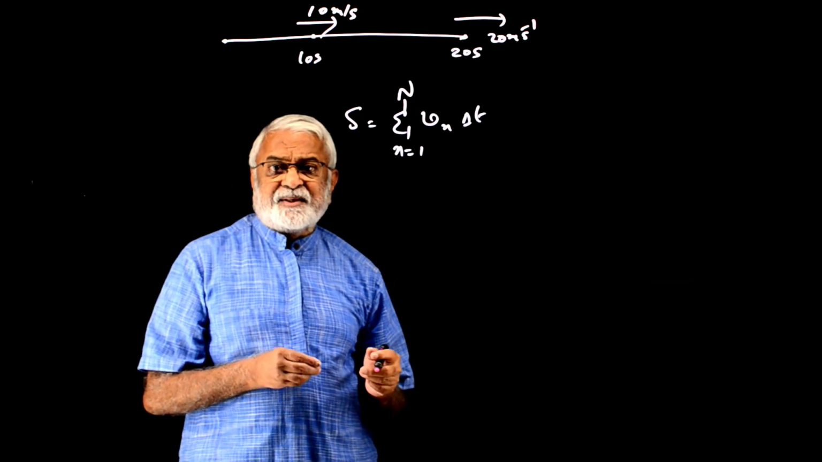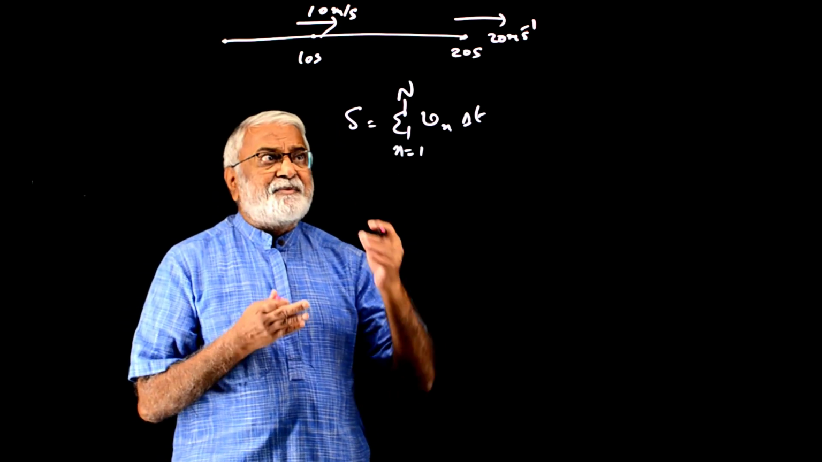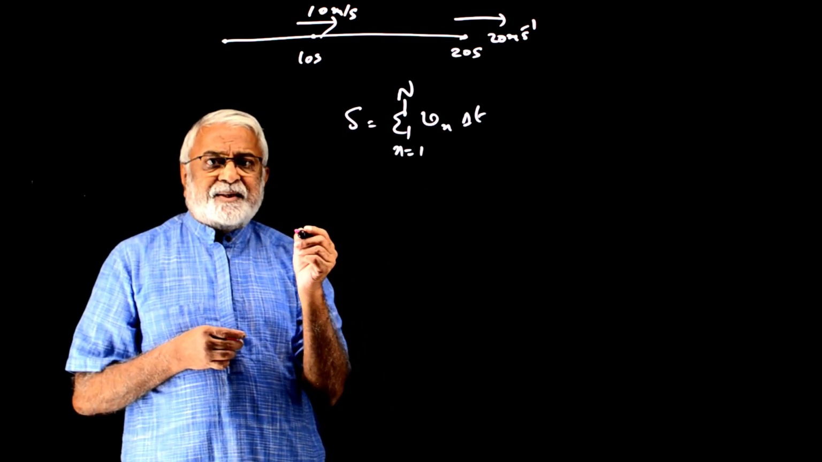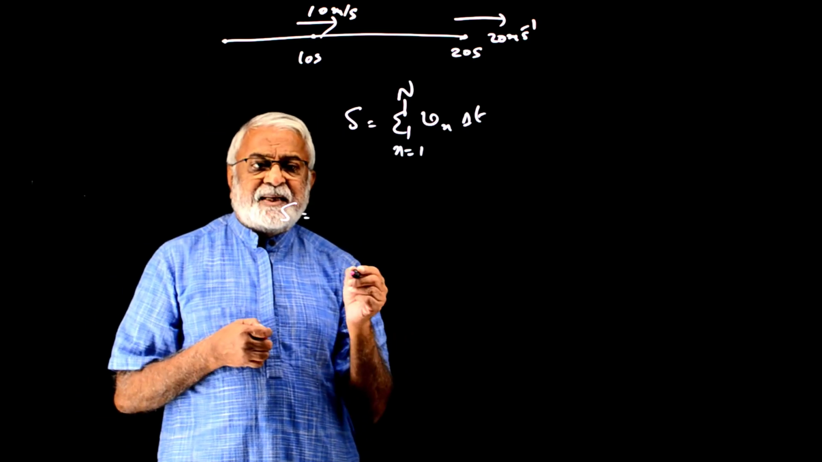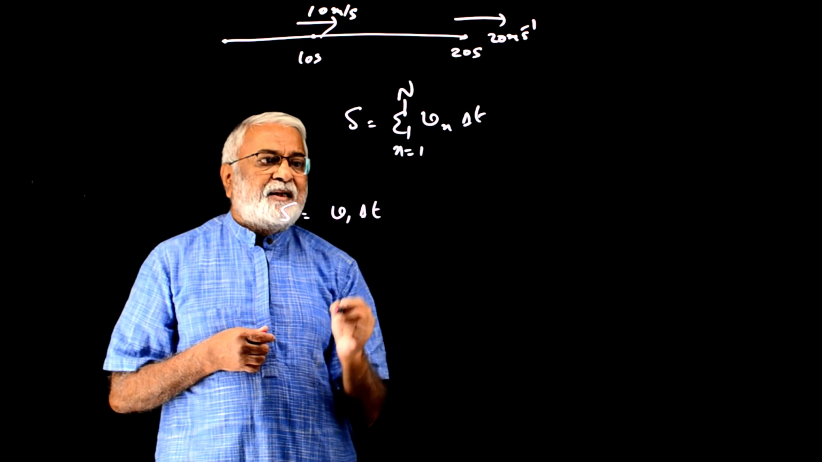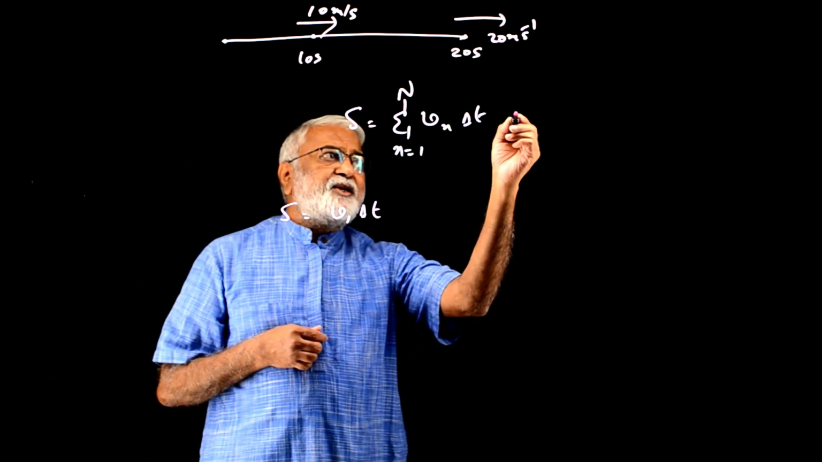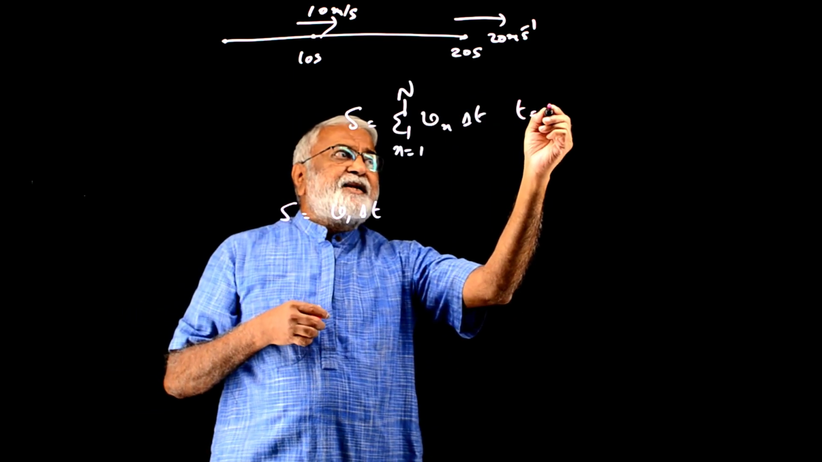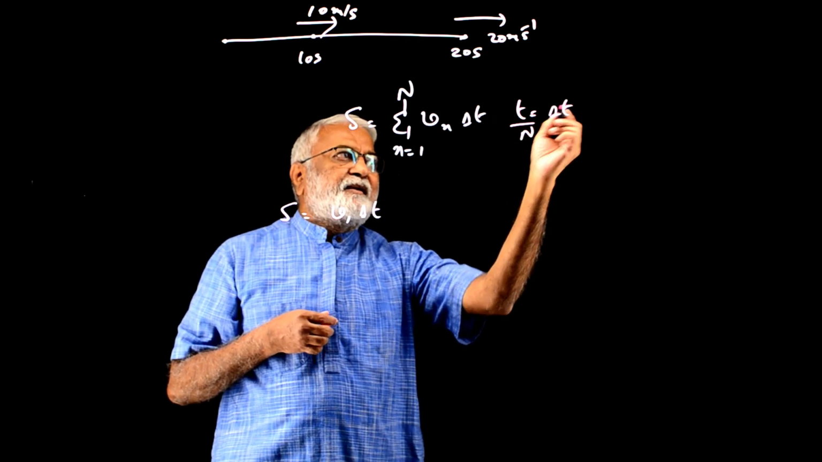Let's generalize this. Let's not define the number of intervals, and start the calculation for some capital N intervals. Say the calculation will go like this. S would be, for the first interval, let's say the velocity is v1, that into delta t. This delta t is what we get when we divide the total time t of 10 seconds into n intervals, so t by n will be delta t.